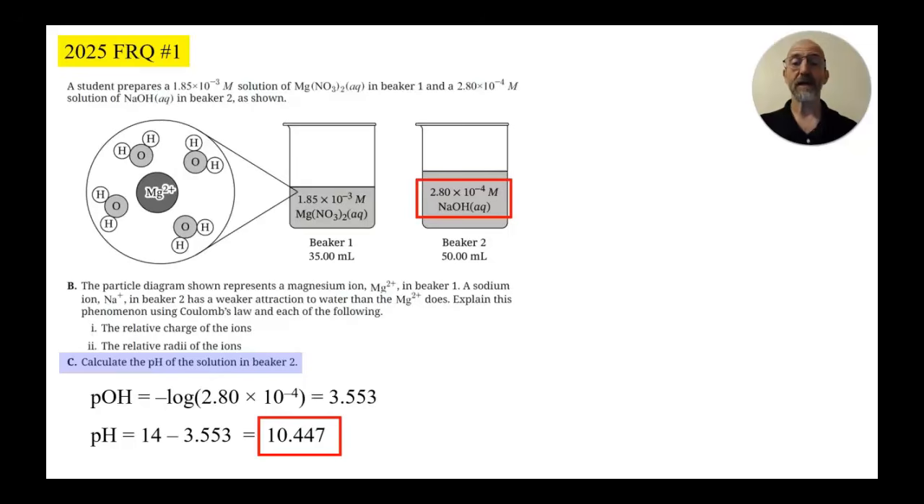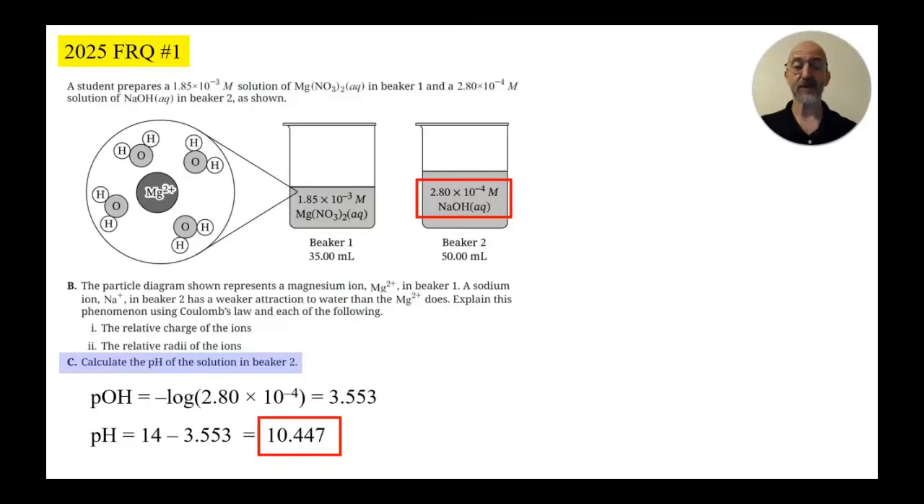So when you are solving problems on the free response section of the AP Chemistry exam and you have to work with pH or pOH, just be very careful and pay attention to that quantity that you are taking the negative log of on your calculator.